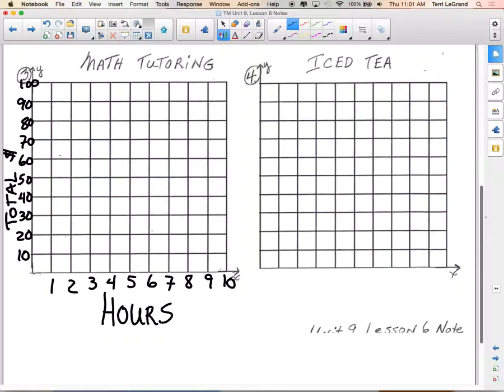Okay. Then we'll plot 4 points. 1 hour, $10. 2 hours, $20. 3 hours, $30. And 4 hours, $40. Take your ruler and draw your ray. That's not very good of a line tool. I know, isn't it? Well, you not very good at a ruler.